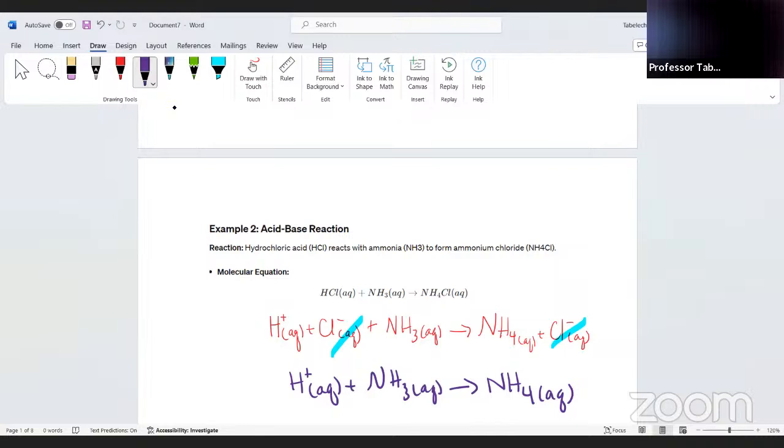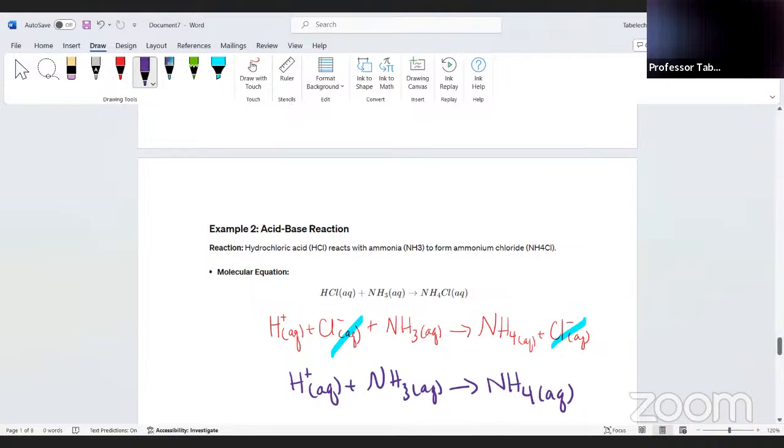So you will have a problem similar to this, again remembering the solubility rules. Ammonium will split up, but ammonia will not.